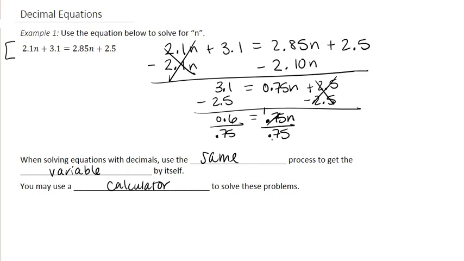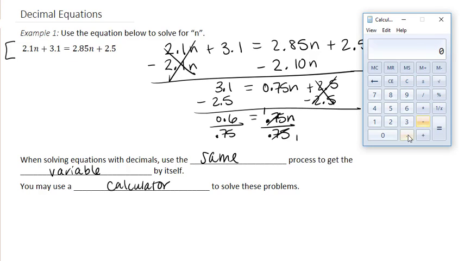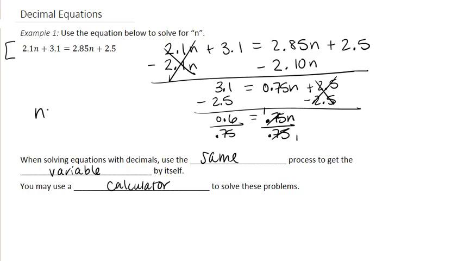So then the next step is to divide by 0.75 on both sides. This way, this just becomes 1, and we're left with n all by itself on the right-hand side. So we have 0.6 divided by 0.75, which is equal to 0.8. So we would say n is equal to 0.8, and that would be our solution to this problem. So let's go ahead and look at another example.